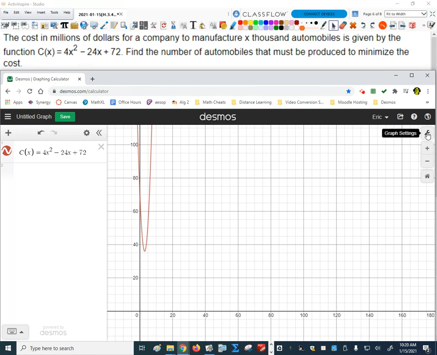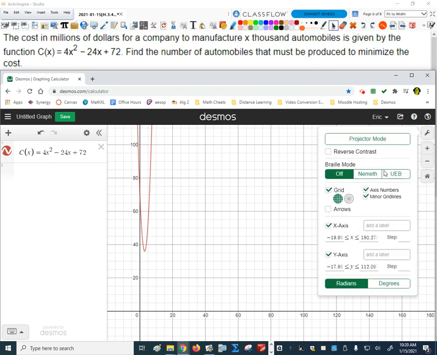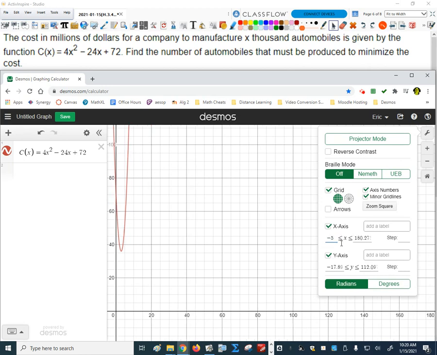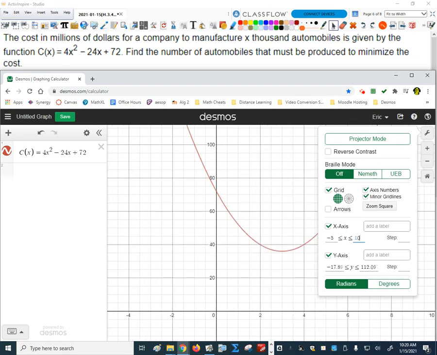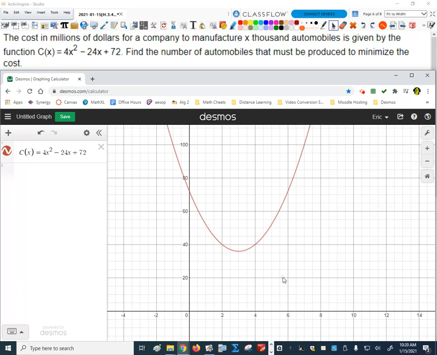So I can go up to the graph settings, go up to the wrench, and I could manually set the x parameter, the left edge of the domain that's being displayed. Look at this. X is greater than or equal to what minimum value? Let's do negative 5. It's less than or equal to what maximum value? Let's do, or how about, and look what we get then. And so there's our cost function.